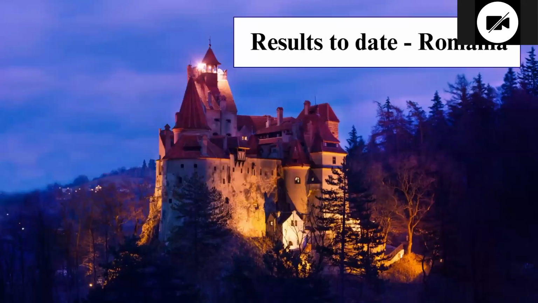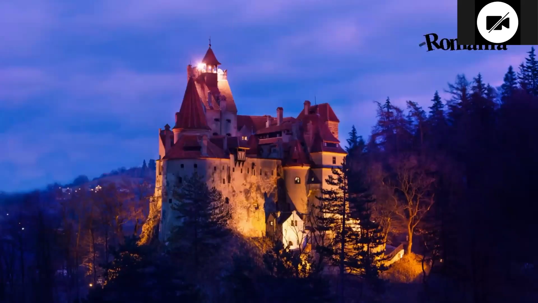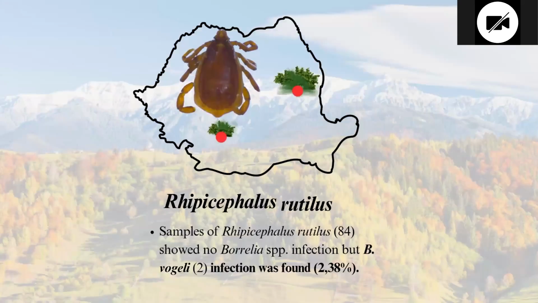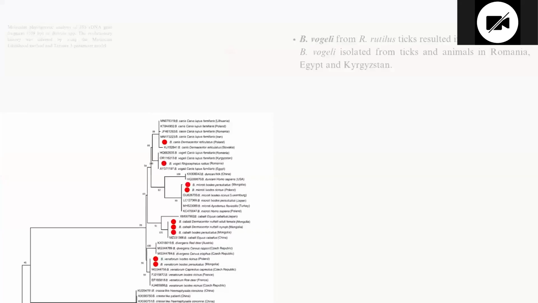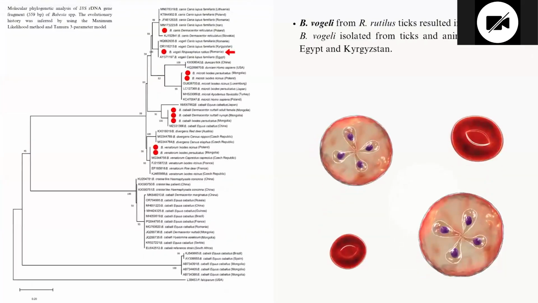Due to our collaboration, we also received a few ticks from Romania. It was Rhipicephalus rossicus, and two ticks were positive for Babesia vogeli. This Babesia vogeli showed 100% identity to Babesia vogeli isolated from ticks and animals in Romania, Egypt, and Kyrgyzstan.